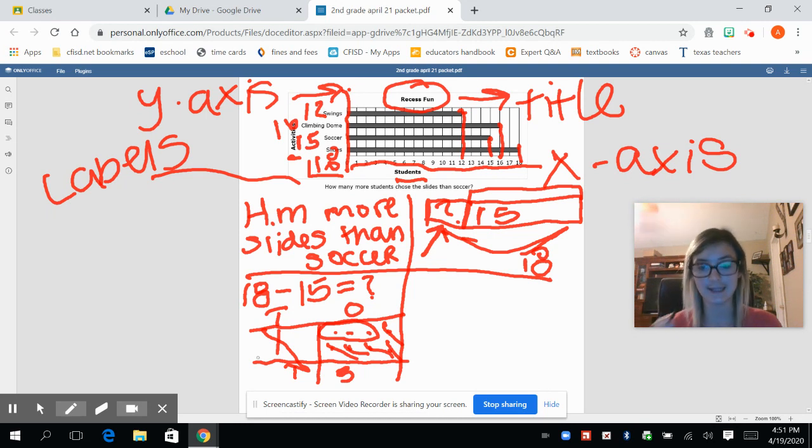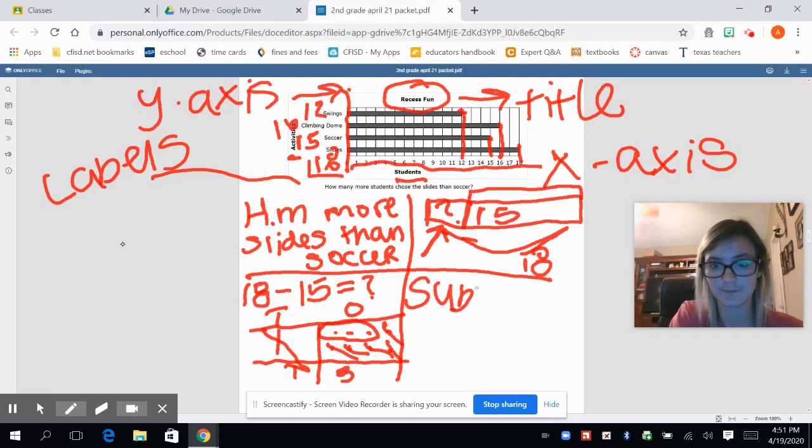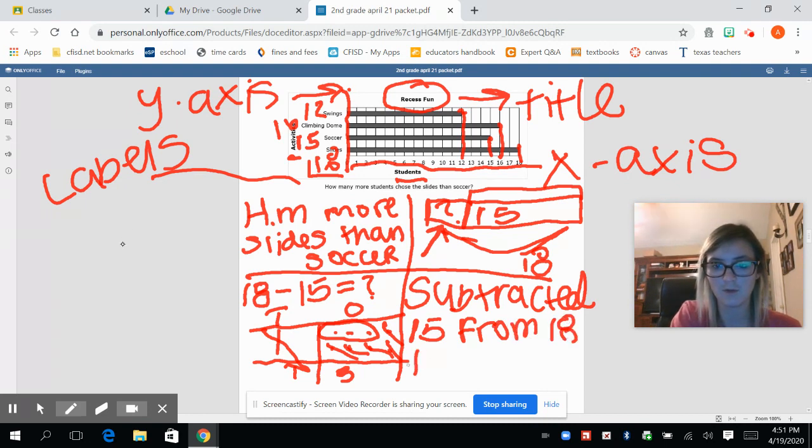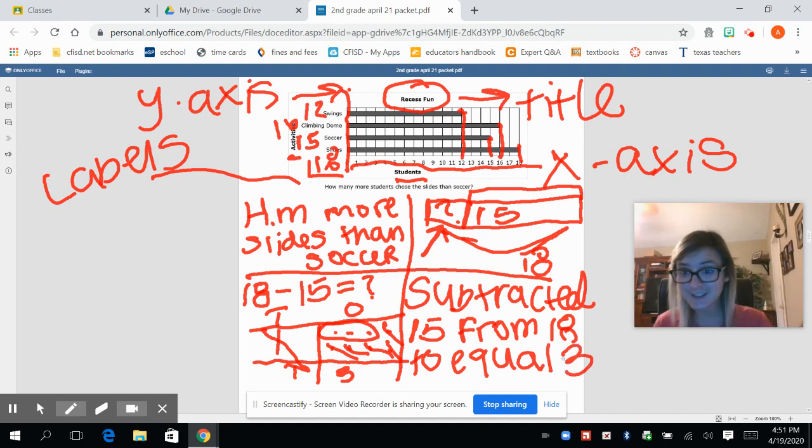How did we do that? Let's go in our last box and write about it. So we subtracted 15 from 18 to equal 3. And that's how we did it.